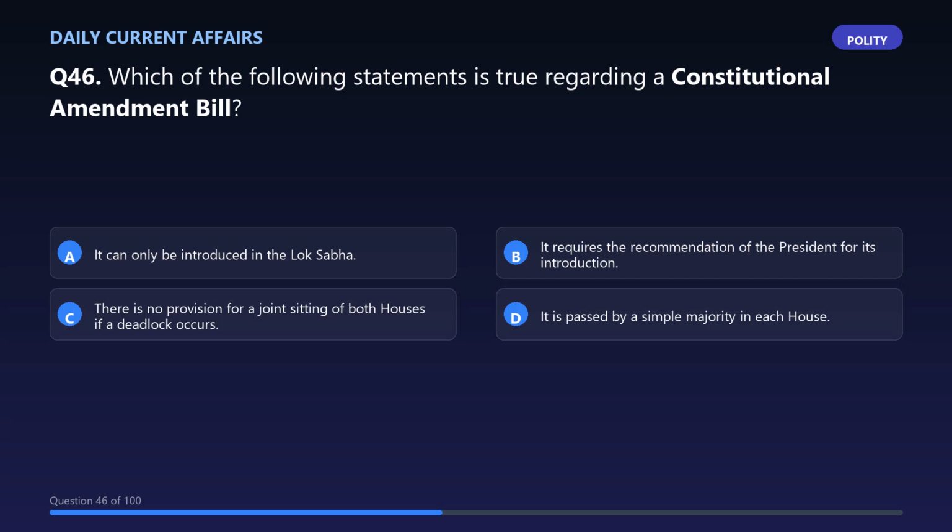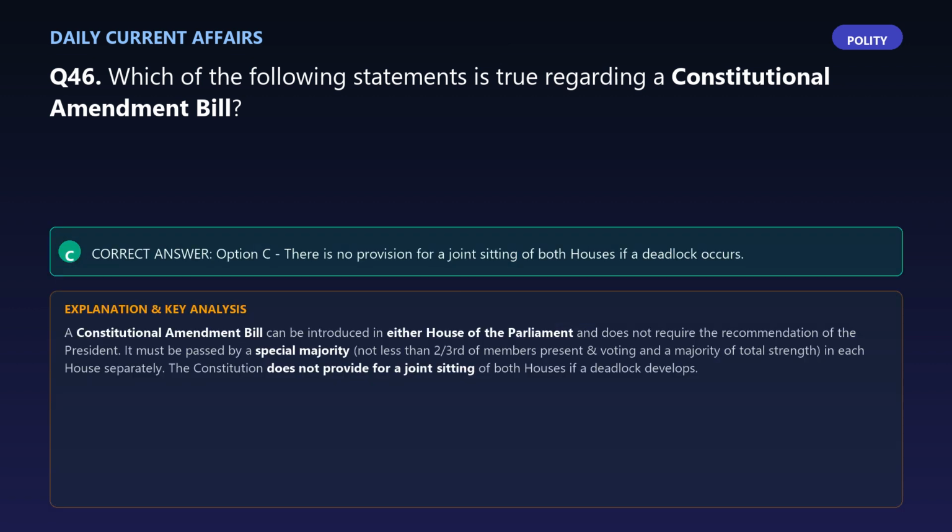Question 46. Which of the following statements is true regarding a constitutional amendment bill? The correct answer is option C. There is no provision for a joint sitting of both houses if a deadlock occurs. Explanation. A constitutional amendment bill can be introduced in either house of the Parliament and does not require the recommendation of the President. It must be passed by a special majority, not less than 2/3 of members present and voting and a majority of total strength, in each house separately. The Constitution does not provide for a joint sitting of both houses if a deadlock develops.